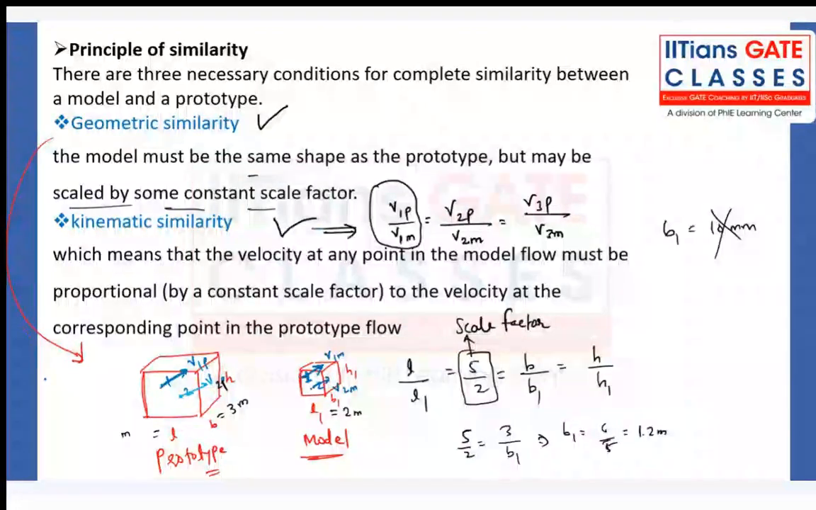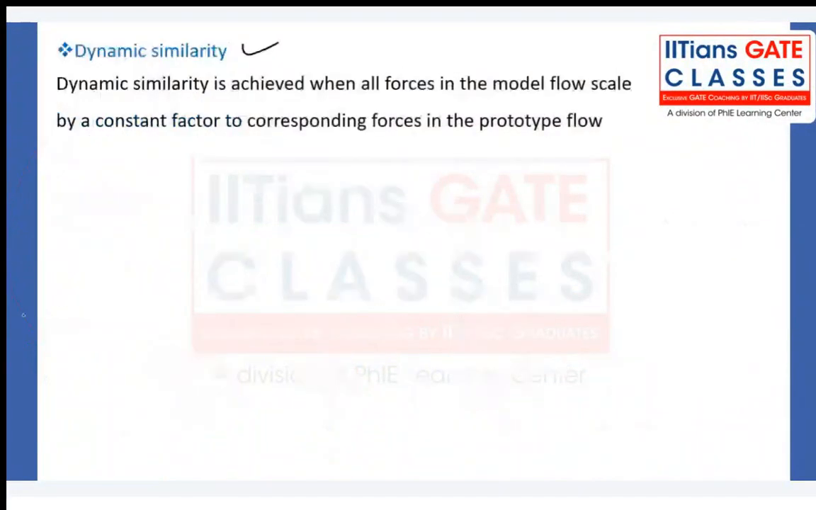Now, dynamic similarity, again, a very easy concept. Here, let's say any force, I'm taking any force. Dynamic similarity is achieved when all the forces in the model flow are scaled by a constant factor to the corresponding forces in the prototype flow. Sir, I didn't get anything. Let me explain. That means any force. Any force means any force, like inertia force, pressure force, viscous force, weight force, right? The gravity forces or any forces.